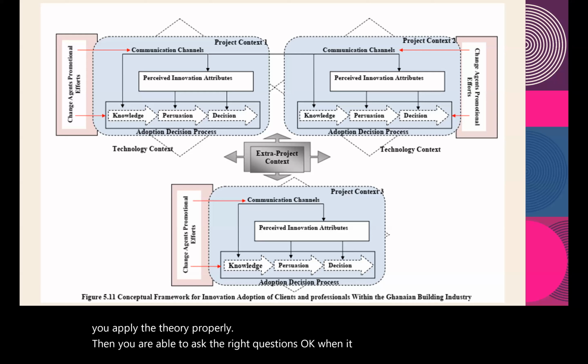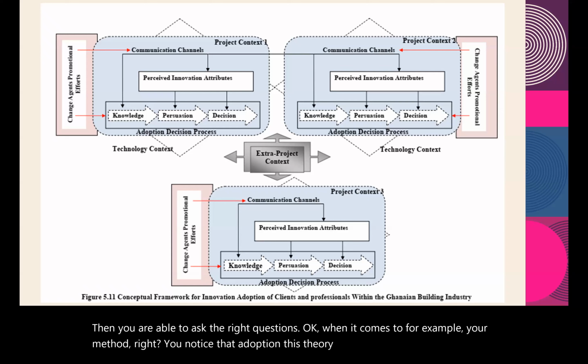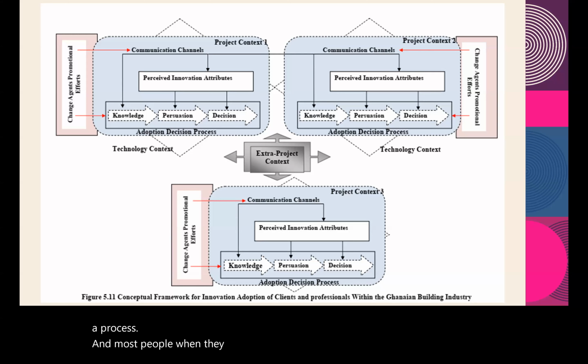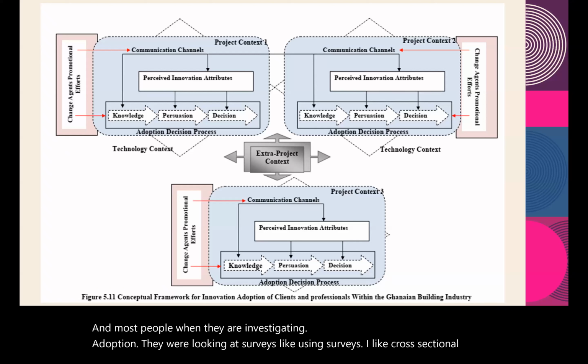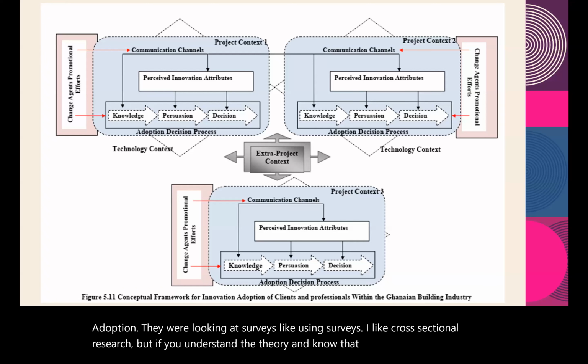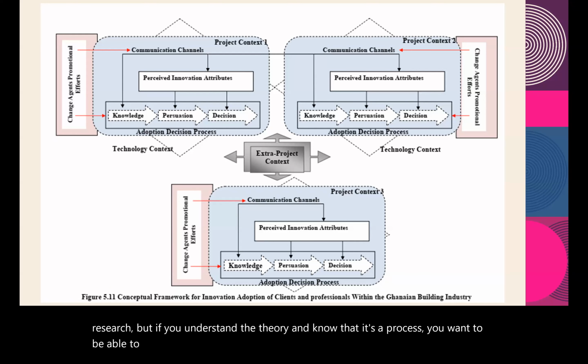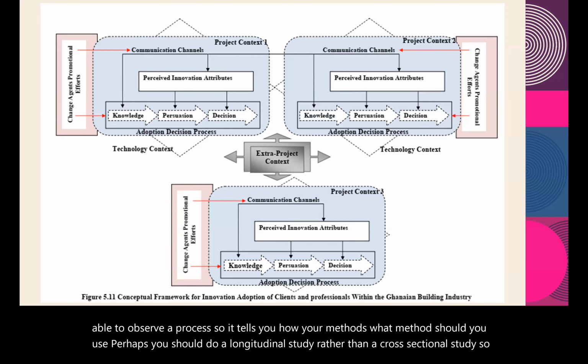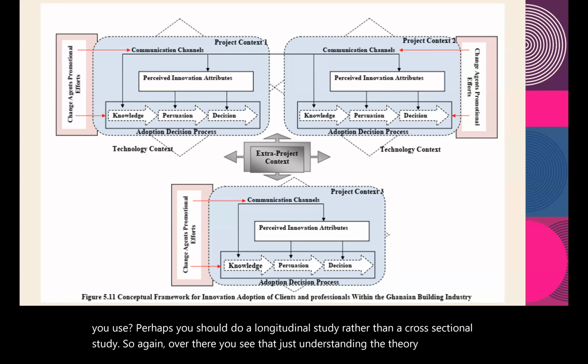When it comes to, for example, your method, you notice that this theory tells you that adoption is actually a process. Most people, when they are investigating adoption, were using surveys and cross-sectional research. But if you understand the theory and know that it's a process, you want to be able to observe a process. So it tells you what methods you should use. Perhaps you should do a longitudinal study rather than a cross-sectional study. Again, you see that just understanding the theory informs the method that you should use.